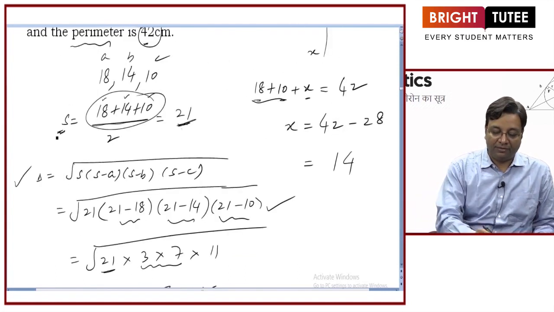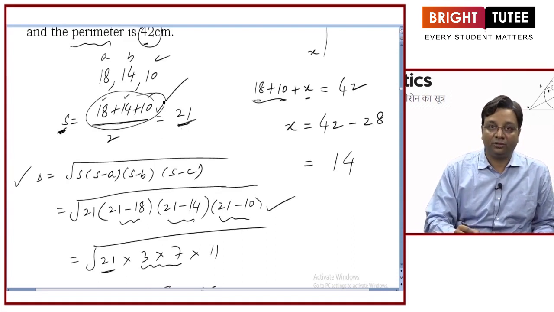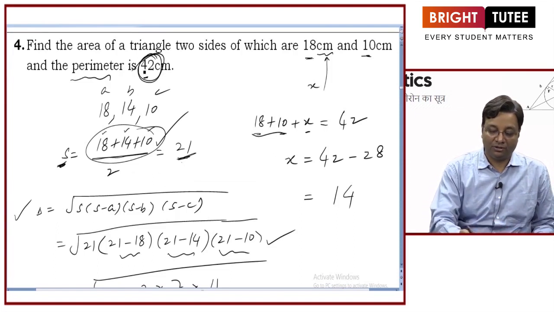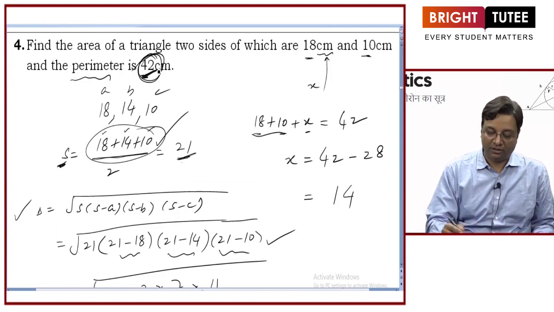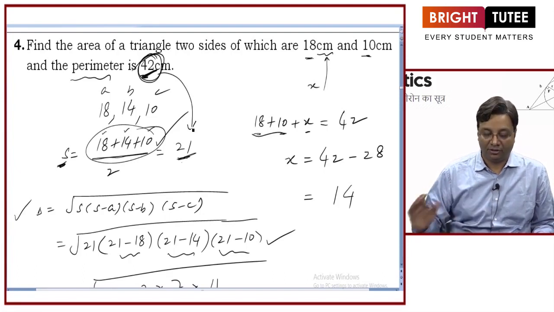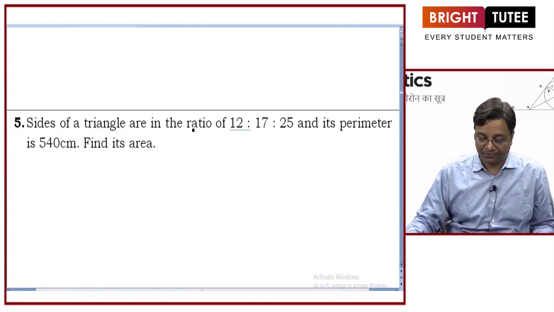Now for semi perimeter you didn't have to add these also, right. I just saw that we were given the perimeter also. So you could have divided this directly by 2 and found the semi perimeter here, right. So take care of these small things also.